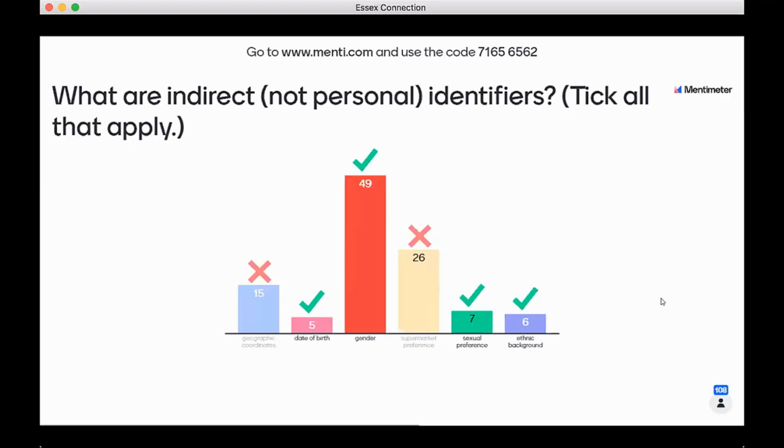And then we have geographic coordinates and supermarket preference. Those are not necessarily indirect identifiers. It doesn't really help narrow down someone if we know that they prefer to shop in, I don't know, Asda as opposed to Tesco. And geographic coordinates, of course, are a direct identifier if that coordinate is of someone's house. Okay, moving on to the next question.